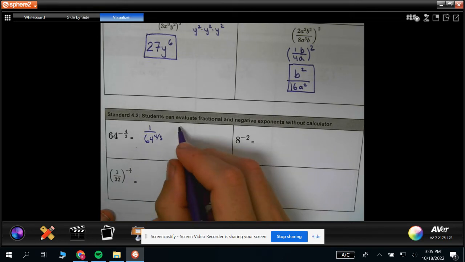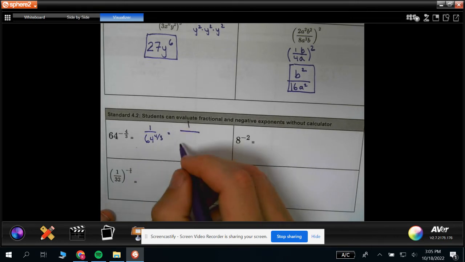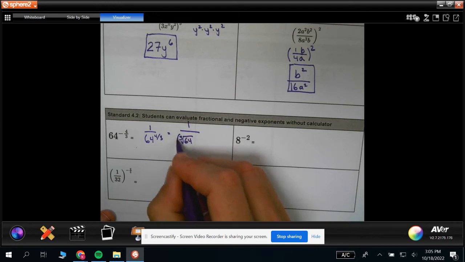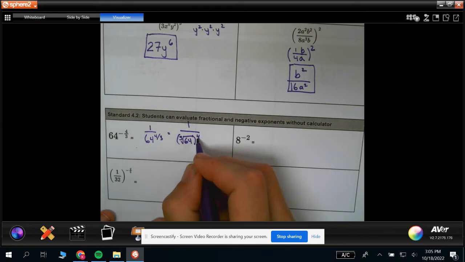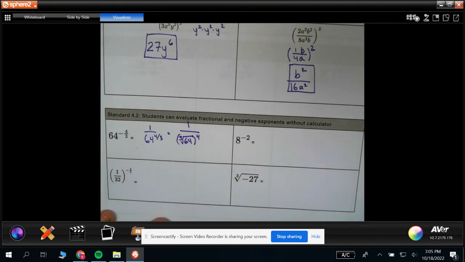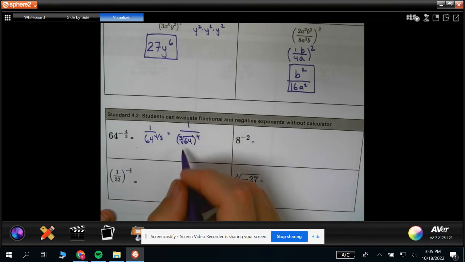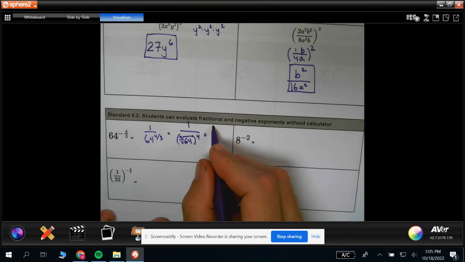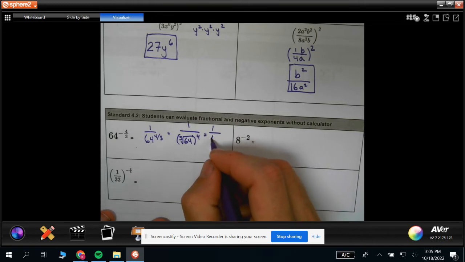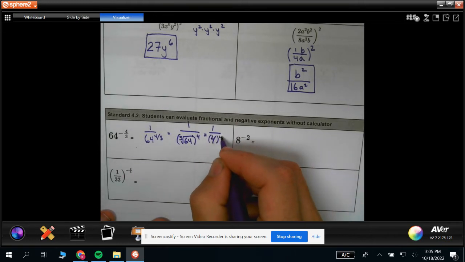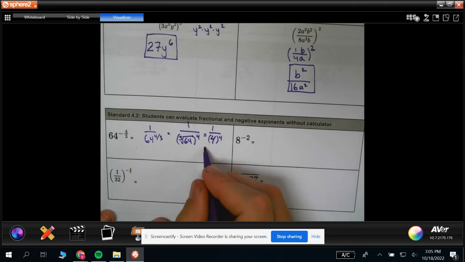Now to the 4/3 power, that's like 1 over the cube root of 64 to the 4th power. Now we could raise 64 to the 4th power and then take the cube root. Might as well get a smaller number first. What is the cube root of 64? That would be 4 to the 4th power. 4 to the 4th power is 256.